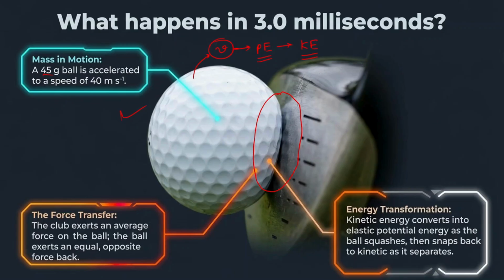So we can think of the process like this. First, we have a kinetic energy of this ball due to its velocity. Then it is converted into elastic potential energy. And then it is converted again into the same kinetic energy as it had initially. So we can say an elastic collision happens over here.